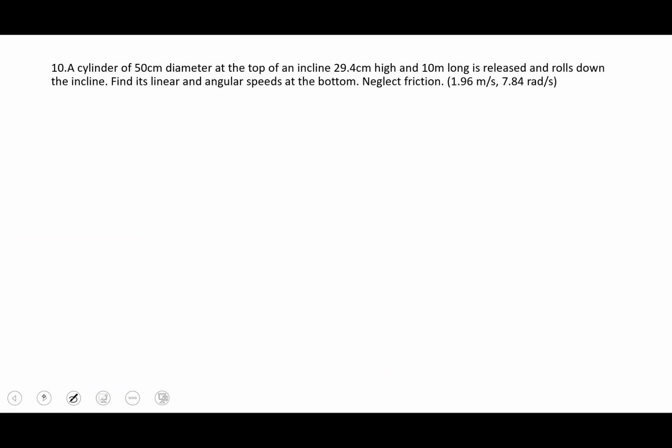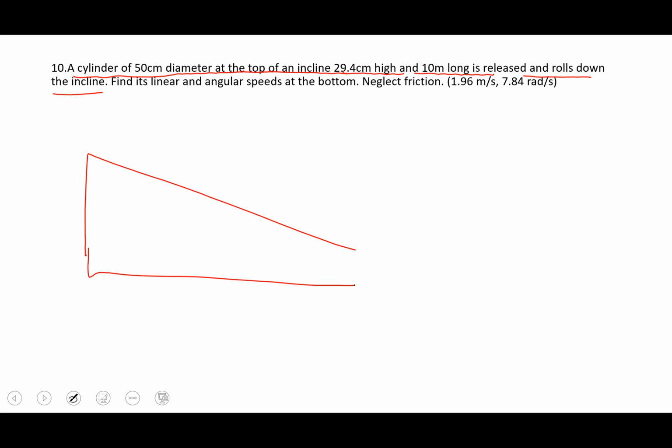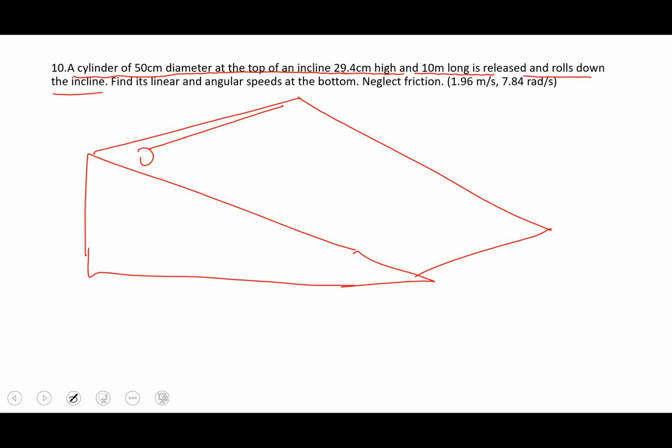Question number 10 says a cylinder of 50 centimeter diameter at top of an incline 29.4 centimeter high and 10 meters long is released and rolls down the incline. Now here we have the incline, shown like this, and here's a cylinder like this. The height of the incline is from here to here, it is 29.4 centimeter, and the length which it has is 10 meters long.